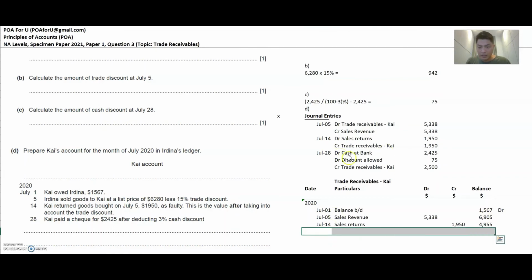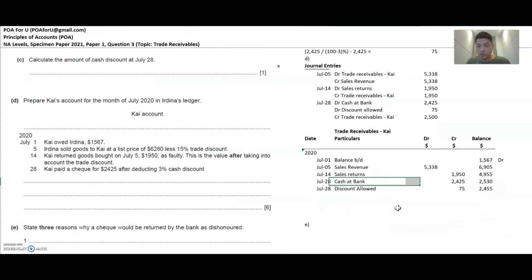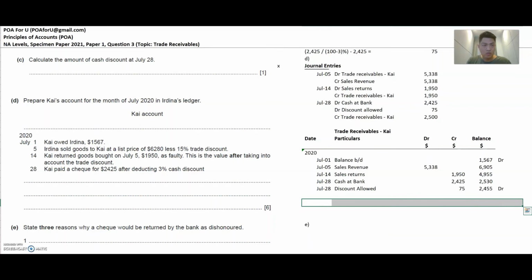Next one, you have two folds, right? The credit to trade receivables is for the full amount, 2500, but it's split into two particulars. The first particular is cash at bank of 2425, that's what you receive. And the next one is discount allowed, right? And then lastly, to close off Kai's trade receivables account, you bring it down as a balance brought down for the first day of the following period. Okay, so that's it.